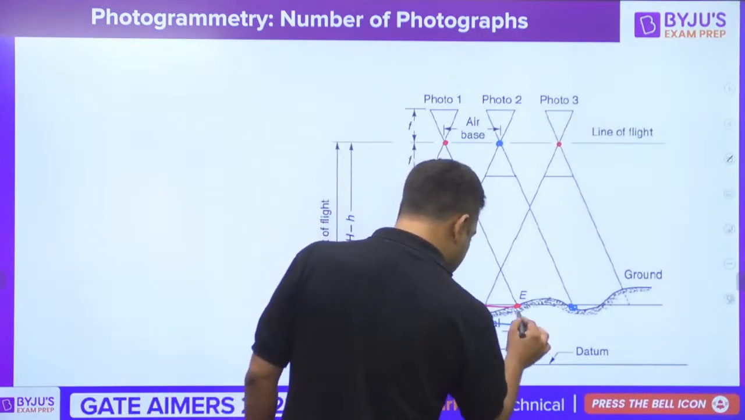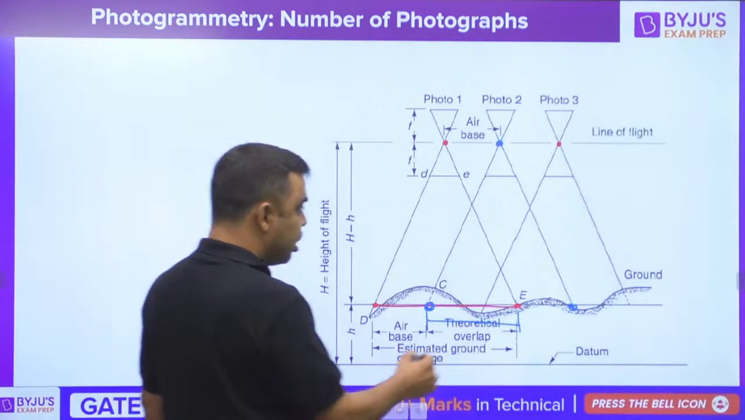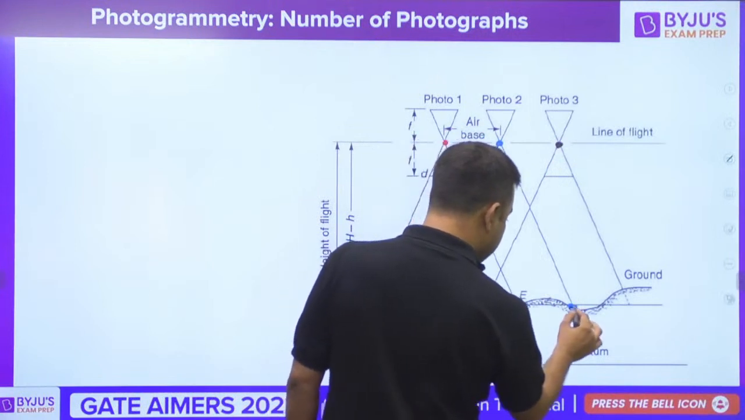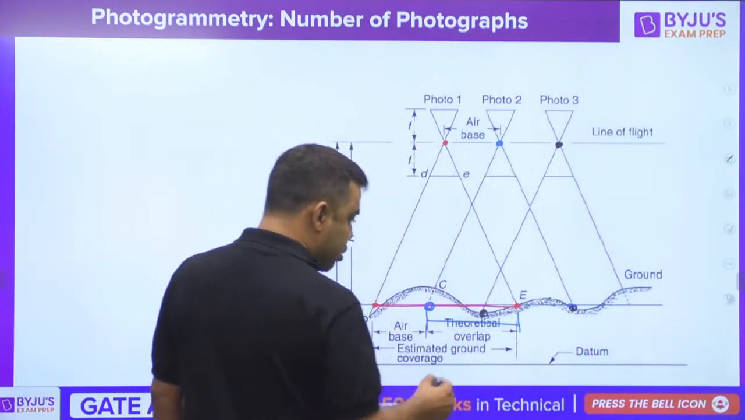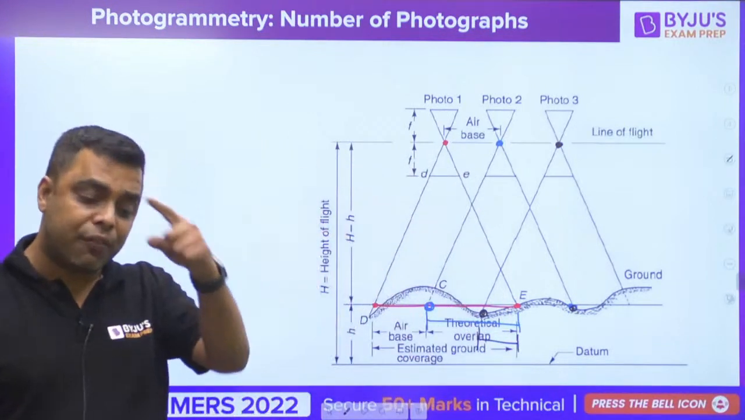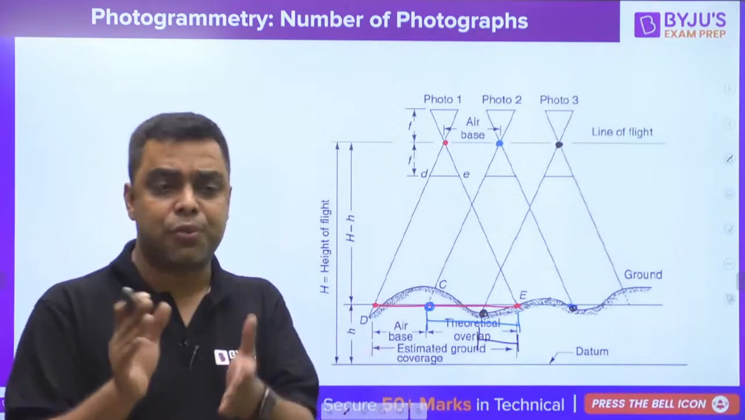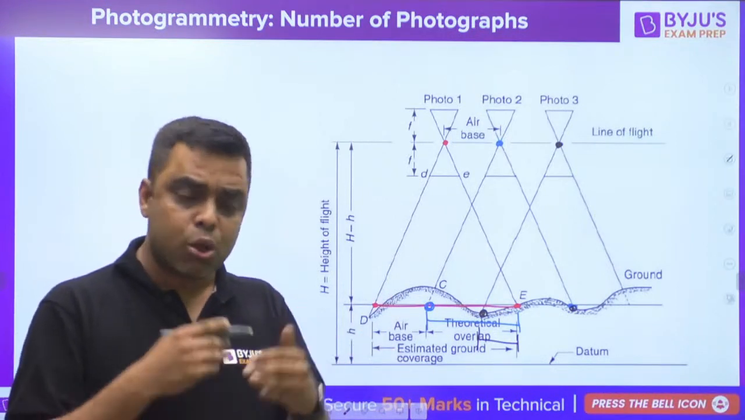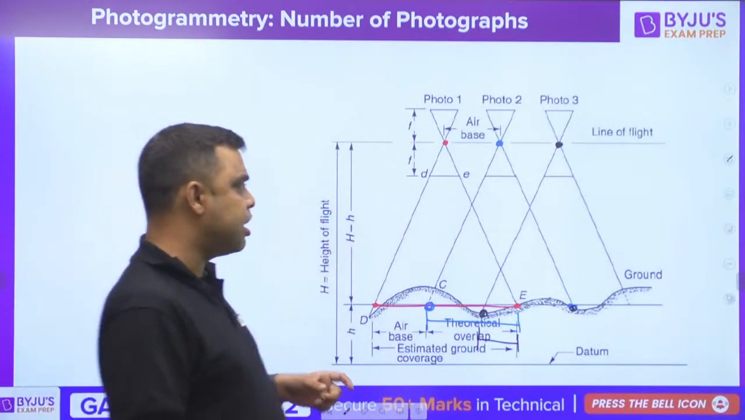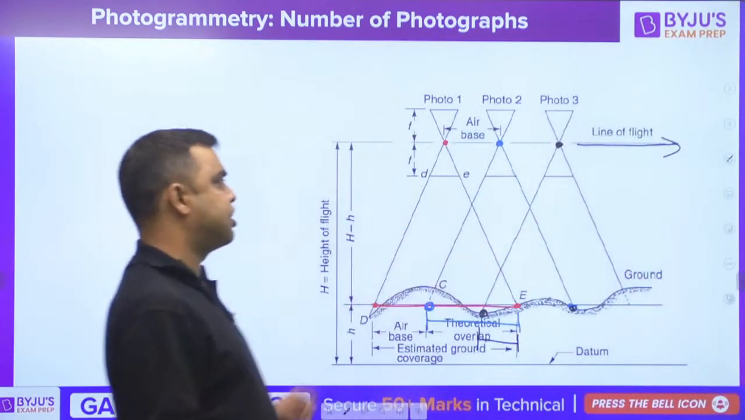And how much is that overlap? This is that overlap. Right? If I move to the third photograph, then this is my third photograph, then basically this is the overlap, right? So we can also see that there is an overlap between the third photograph and the first photograph also. Is it clear? So like this we do the overlapping. This overlapping is in the longitudinal direction, that is the line of flight.